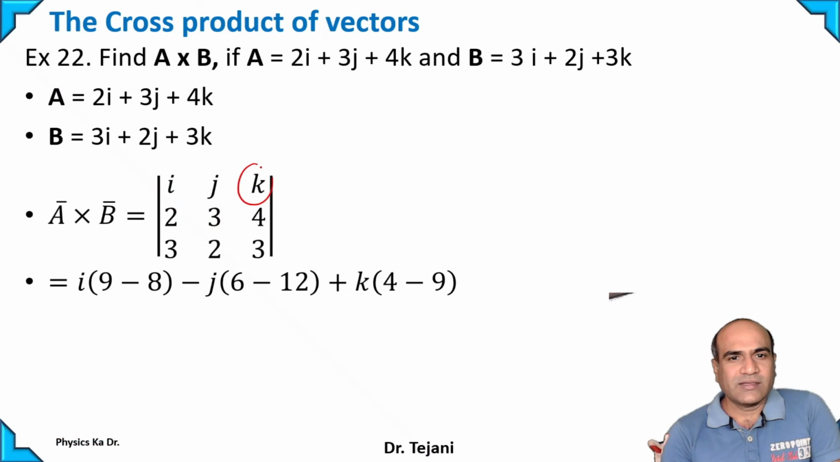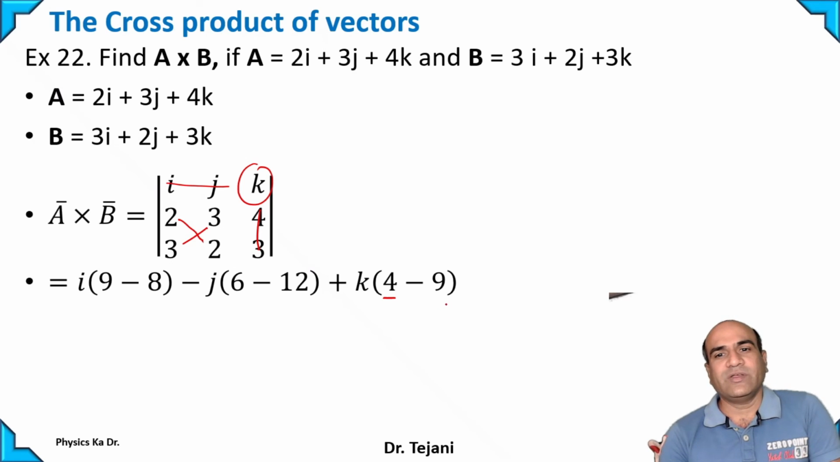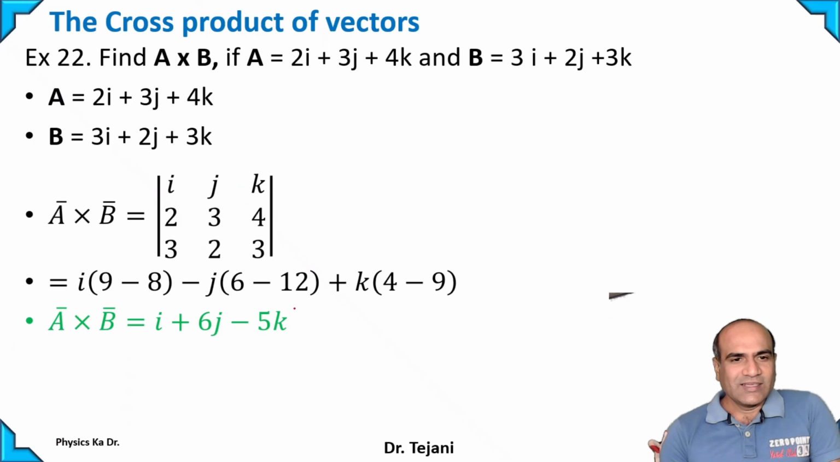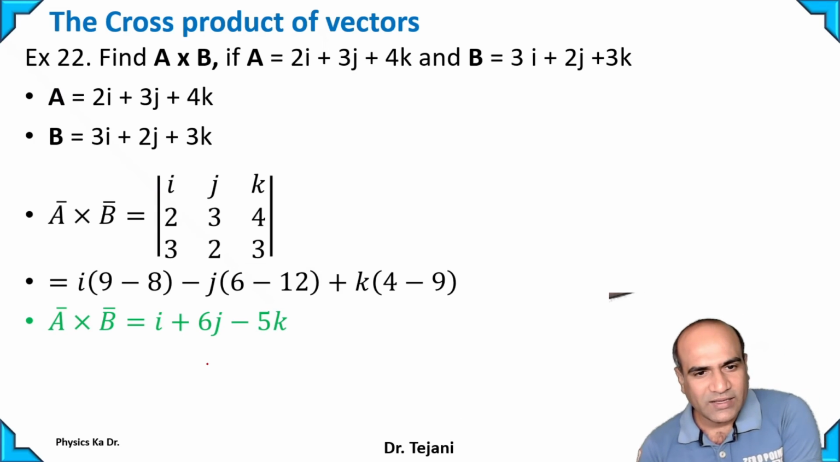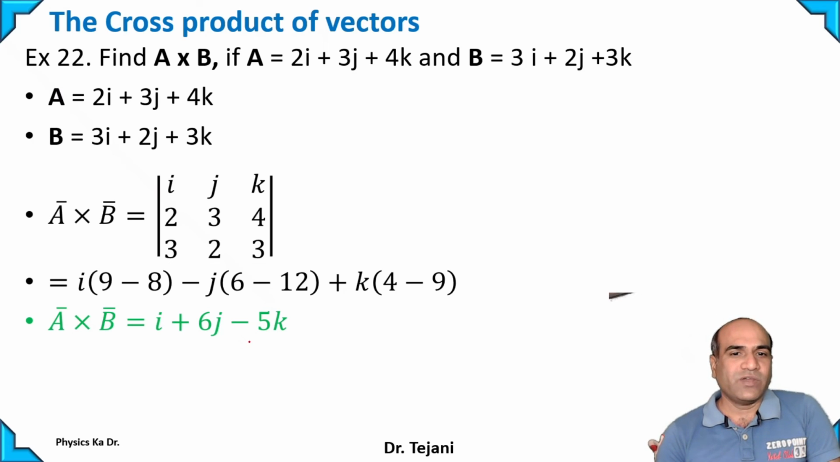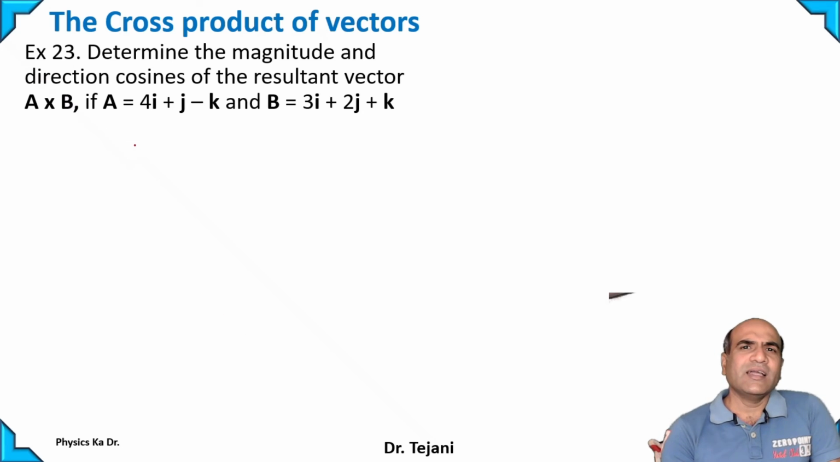Similar is for k. Hide this row and column. 2 multiplied by 2 is 4 and 3 multiplied by 3 will become minus 9. It is very simple. Solve that, that becomes the answer. So i minus 6j minus 5k. That is our answer. Let's solve one more.